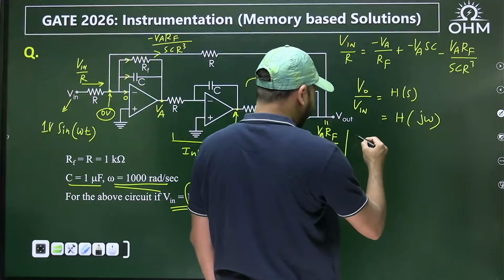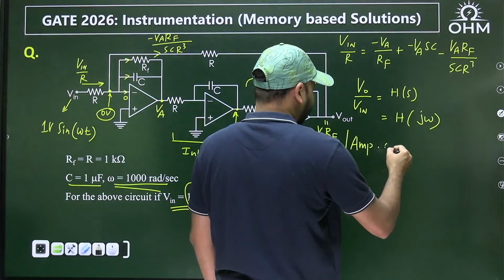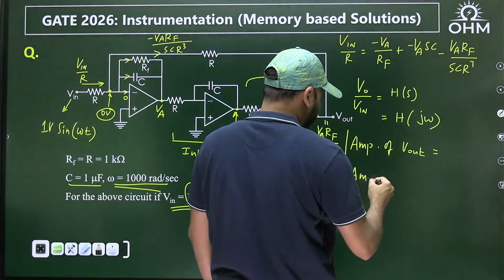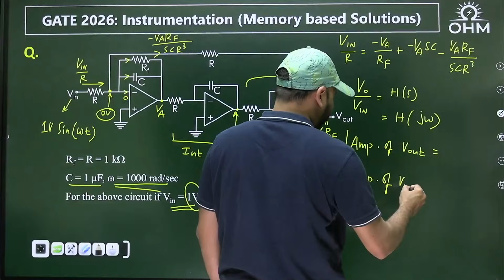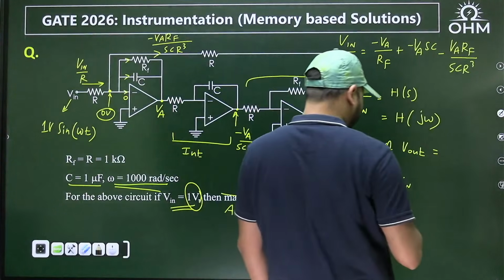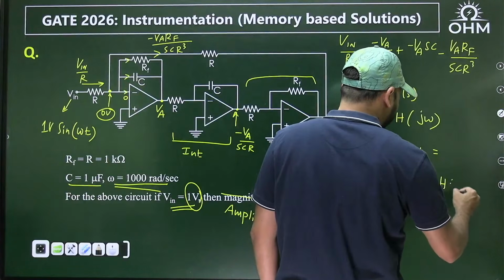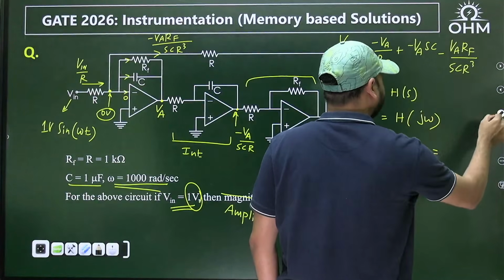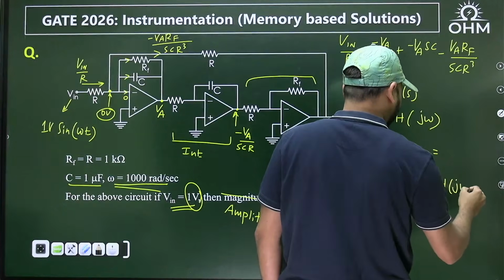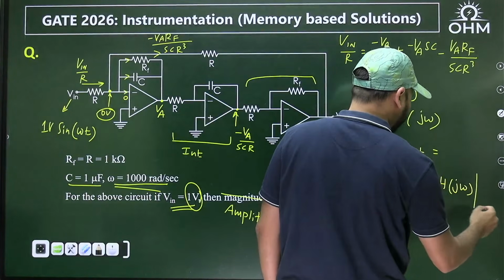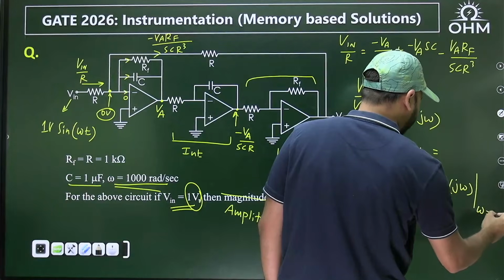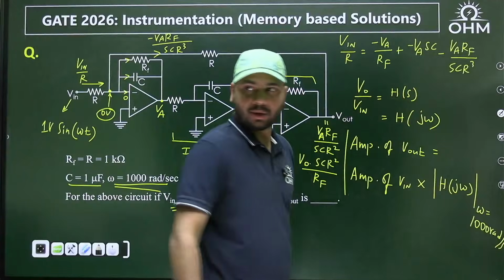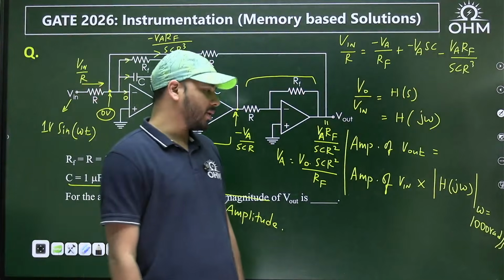So I'll just write the final thing. The amplitude of V out will be equal to what? The amplitude of V in, which I believe is given as 1 volt, times the magnitude of the transfer function, of course at 1000 radians per second. You have to evaluate the magnitude.